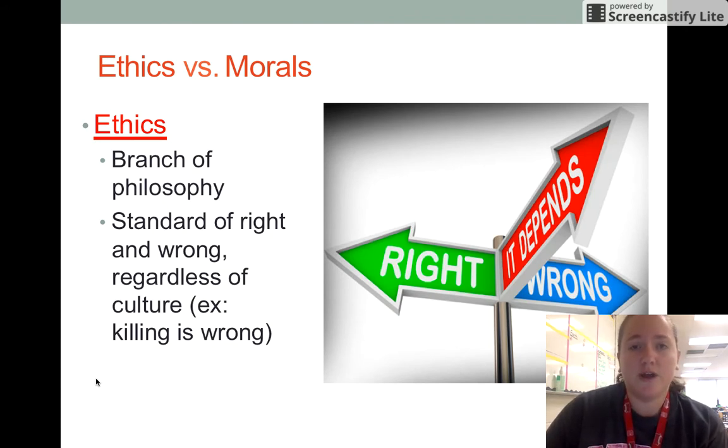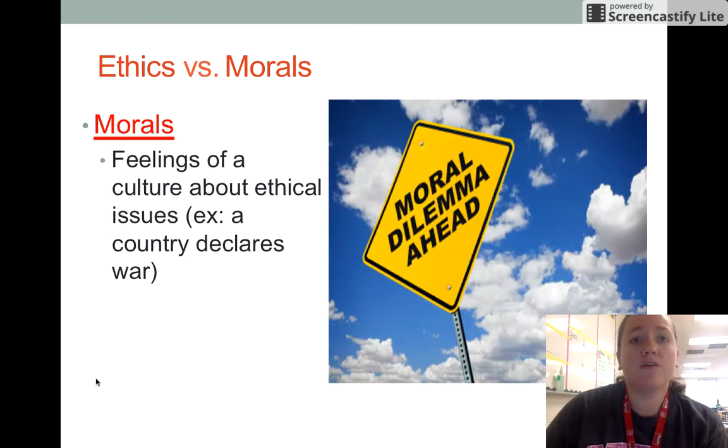It is a standard of right and wrong, regardless of what culture you were born into. So in other words, no matter where you are from in the world, the ethic that killing is wrong is the case. However, morals does take into account the culture that you were born into. So not every culture is going to have the same morals. They're going to think different things.